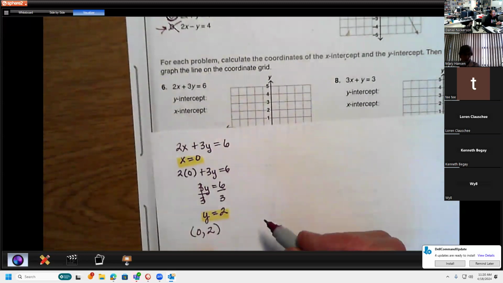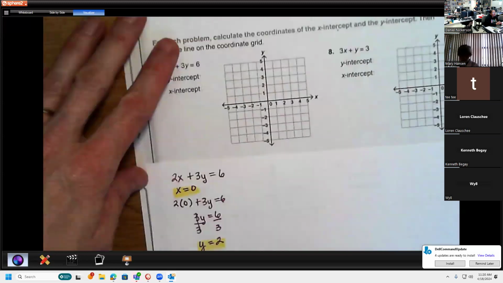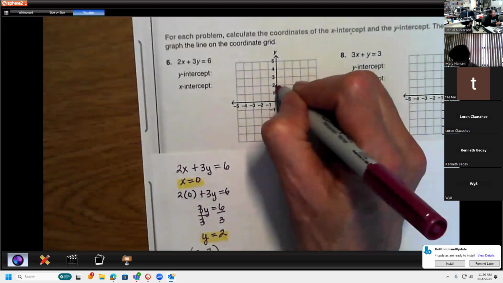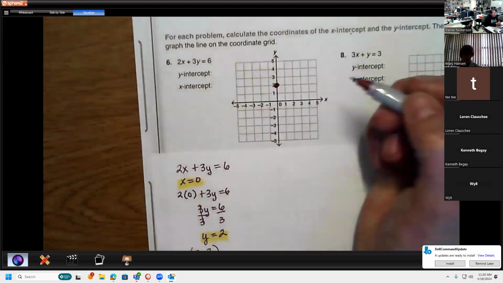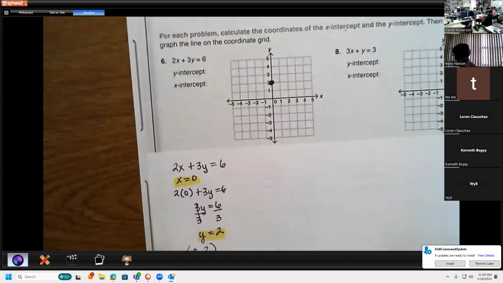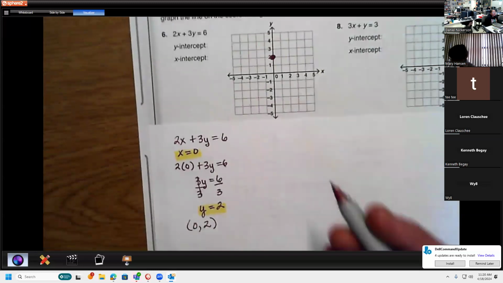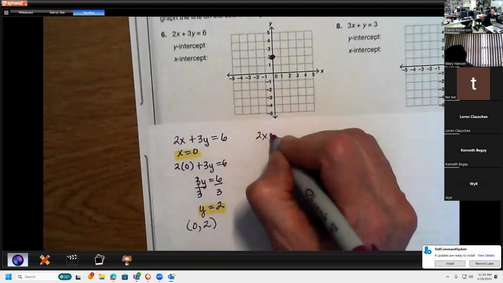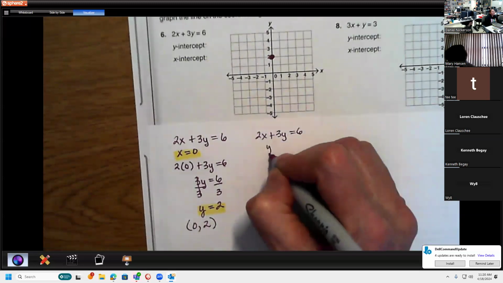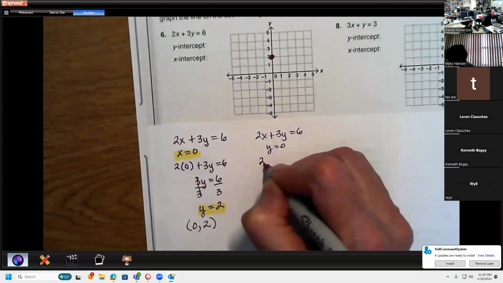And I need a second point, because if I just plot 0, 2 on my graph, that means I go over 0 and up 2, I have 1 point right here, but I still have no idea which way to orient the ruler to draw the line. And so I have to find a second point, which I can do by using the same equation. And this time I'm going to let y equal 0.